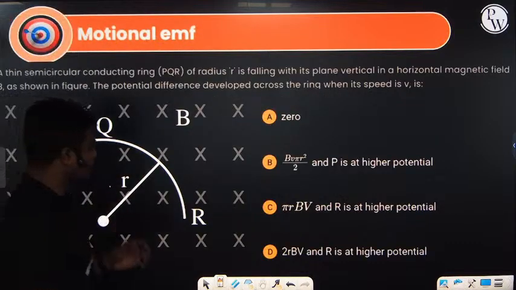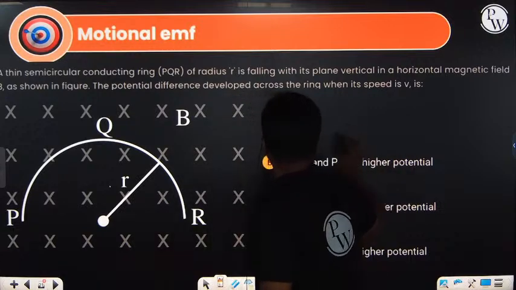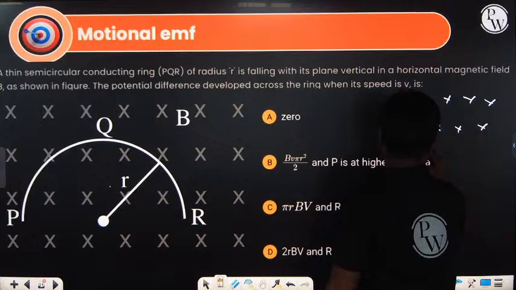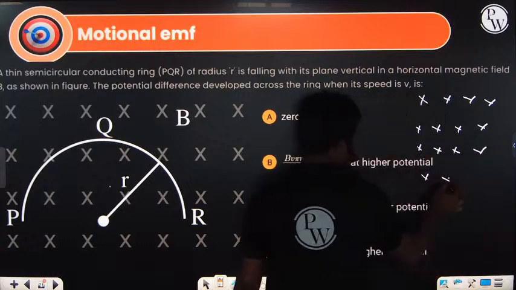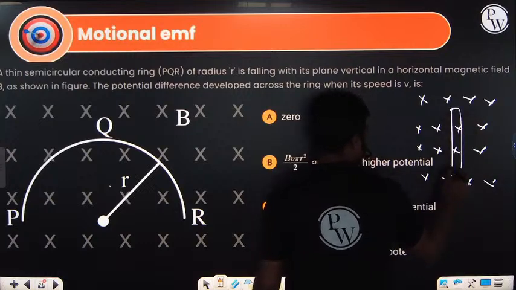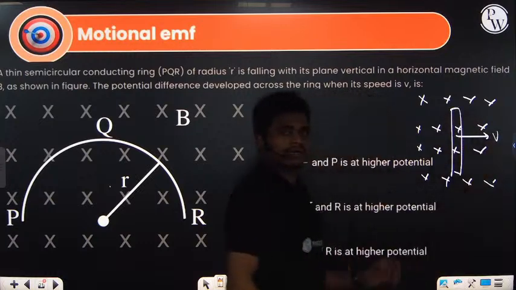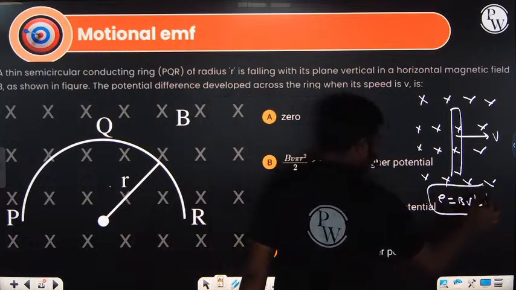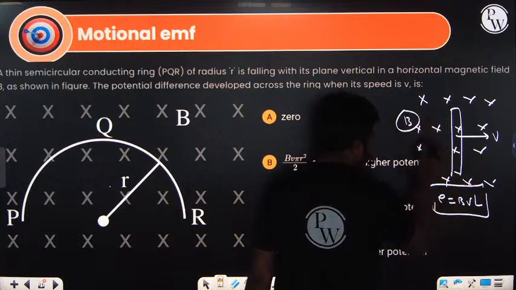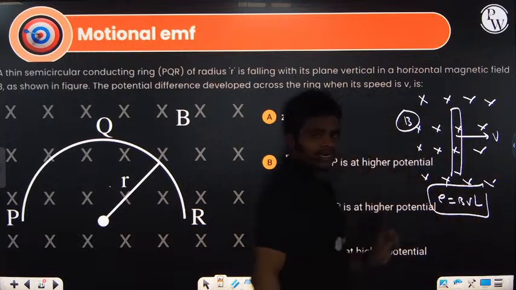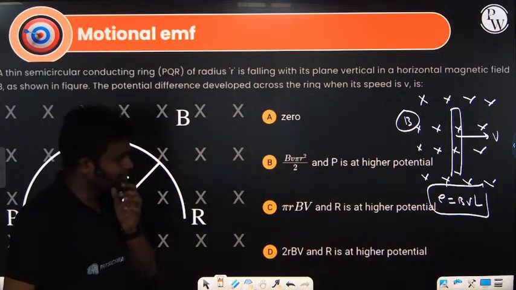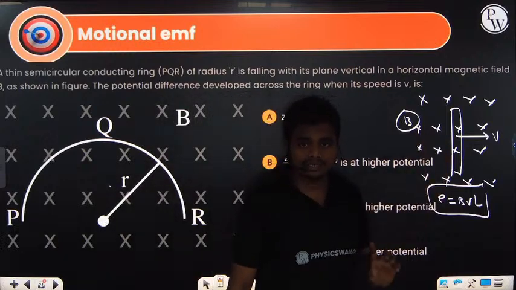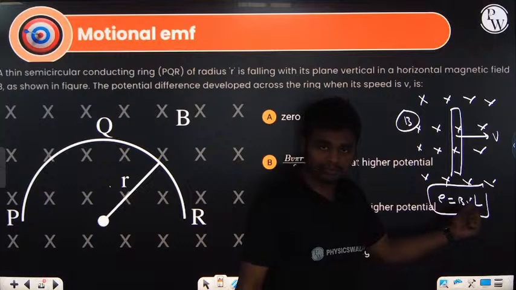Now motional EMF, we talk about this. If any conductor is moving in a perpendicular magnetic field in this way, then the motional EMF is given by E equals BVL. What is B? Magnetic field, which is going into the plane. V is velocity, and L is length. When to use this formula? Provided that magnetic field, velocity and length are mutually perpendicular to each other. In that case, we use BVL, right?